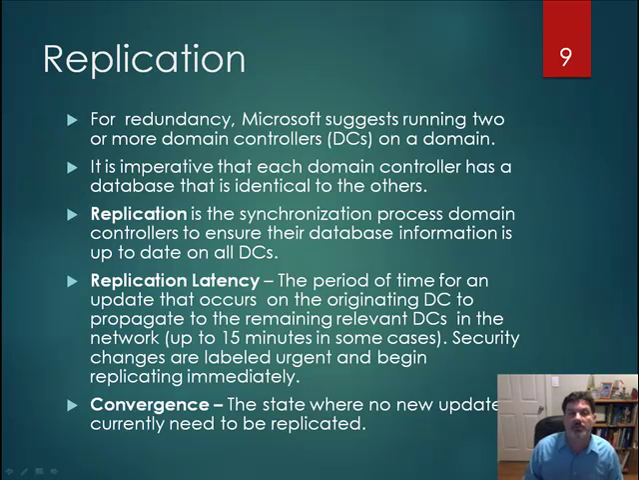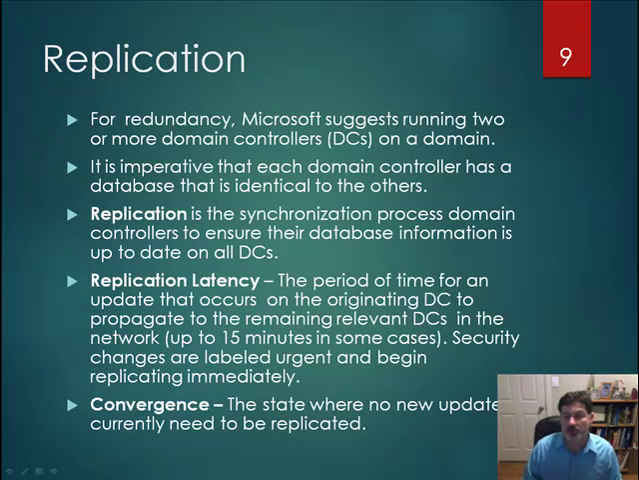Replication really is the synchronization process domain controllers use to ensure that their database information is up to date on all of the domain controllers. And there is a latency period. We call that replication latency, which is really the period of time for an update that occurs on an originating domain controller to propagate to all of the other remaining relevant DCs on the network. Sometimes this replication latency may take up to 15 minutes.